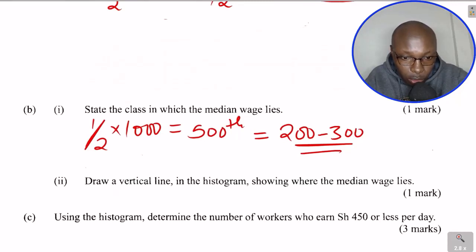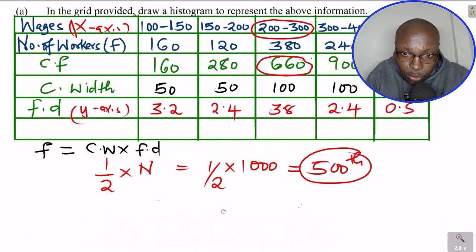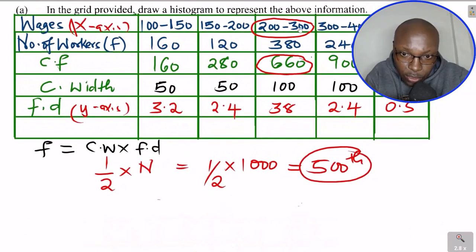Draw a vertical line in the histogram showing where the median wage lies. We have already got the median class. This is the median class, 200 to 300. So from this table, this is the table that you're going to use, 200 to 300.